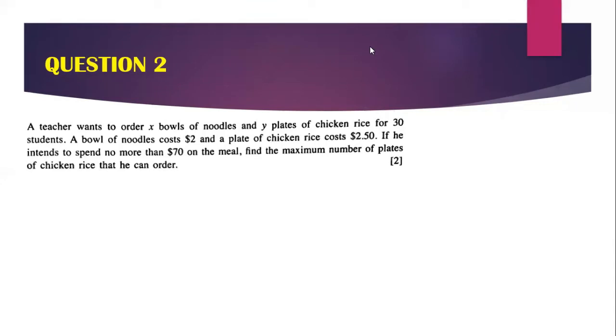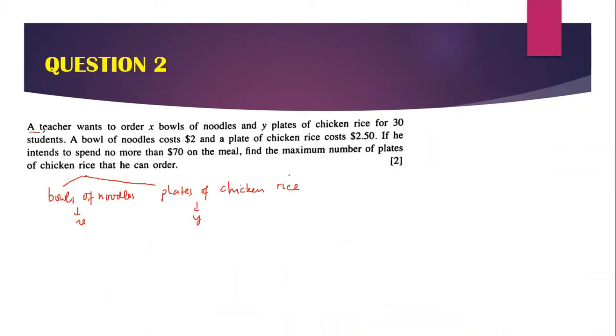We are going to identify the statement step by step. The teacher wants to order X bowls of noodles and Y plates of chicken rice for 30 students. So we can identify first bowls of noodles, let's say this one is X. And the second is one plate of chicken rice, let's say this one is Y. Is it clear?